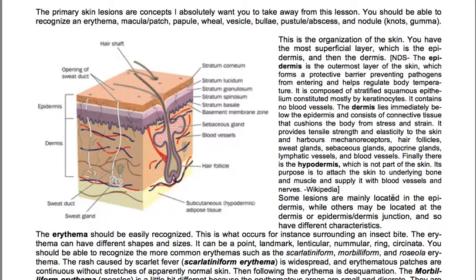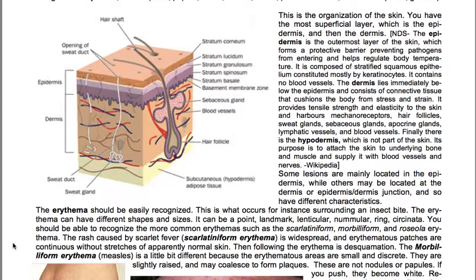Some lesions are mainly located in the epidermis, while others may be located at the dermis or epidermis-dermis junction, and so have different characteristics. The erythema should be easily recognized. This is what occurs, for instance, surrounding an insect bite. The erythema can have different shapes and sizes. It can be a point, lenticular, nummular, ring, or circinata. You should be able to recognize the more common erythemas, such as scarlatiniform, morbilliform, and roseola erythema.